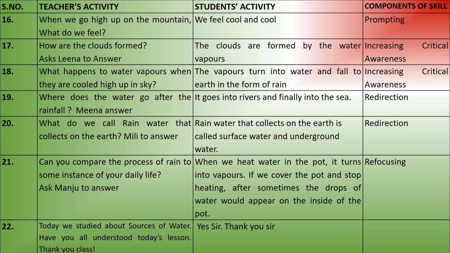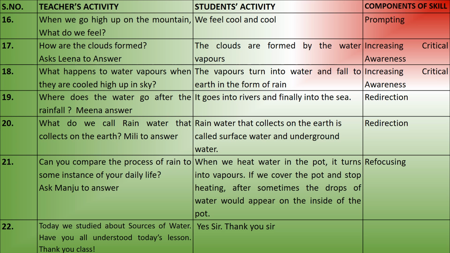After this, the teacher will ask Lena to answer the question, how are the clouds formed? Lena will answer that the clouds are formed by the water vapor. The component is increasing critical awareness. After this, the teacher will ask the question that what happens to water vapor when they are cooled high up in the sky. The student will answer that the vapor turns into water and falls to earth in the form of rain. The component used is increasing critical awareness.